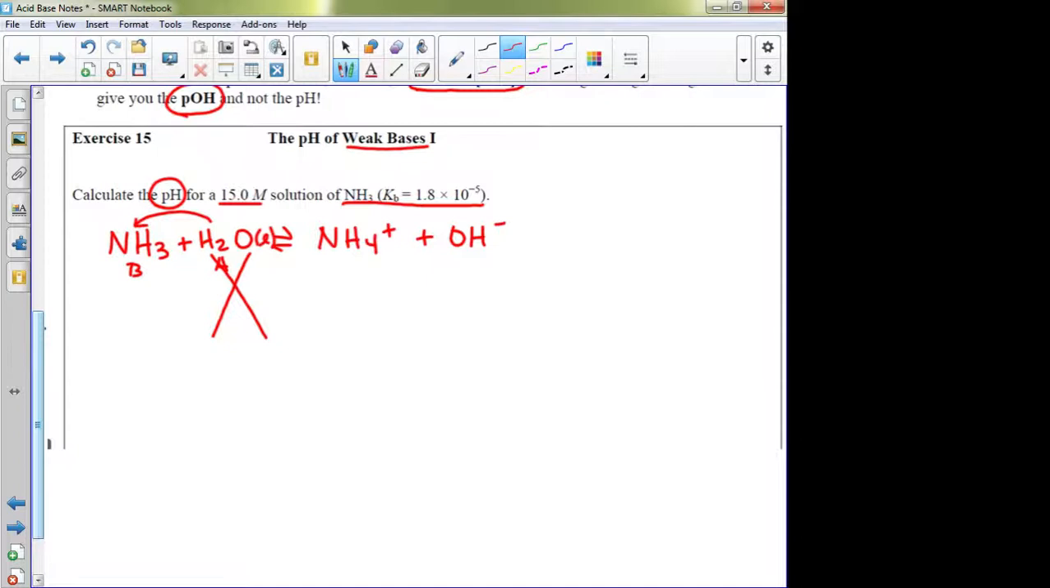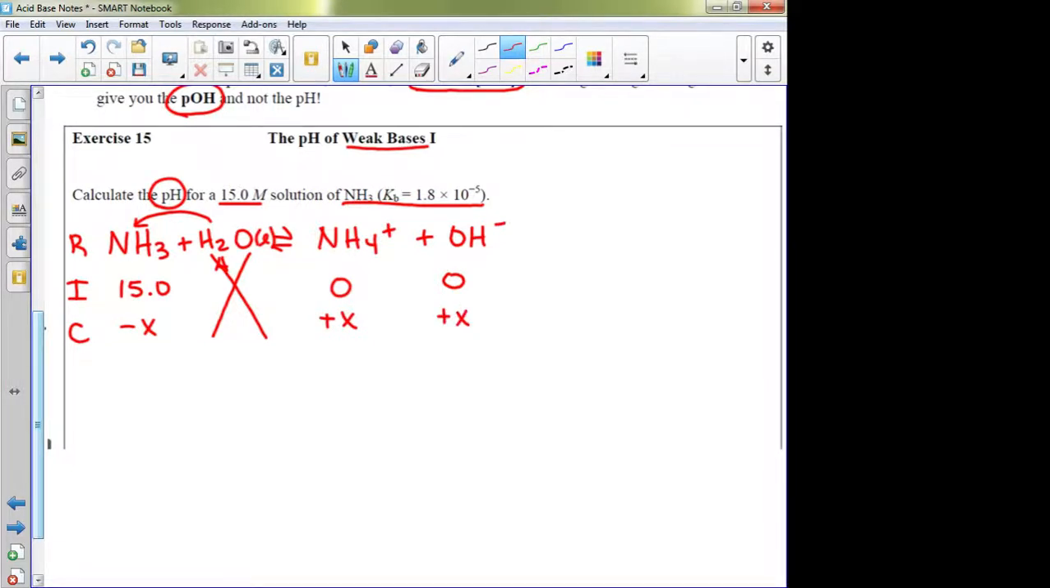So I'm going to start with my RICE table. There's my R. Initial. What's my initial concentration of ammonia? 15.0. So my products I'm going to assume are at 0. So when I show my change, I'm going to lose X, gain X, gain X.